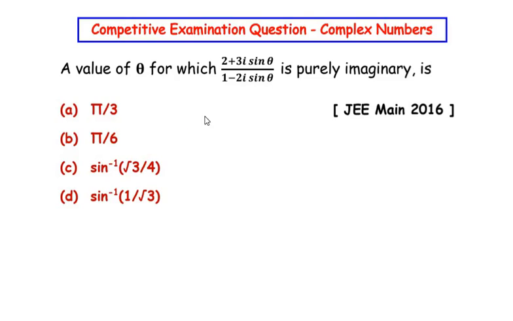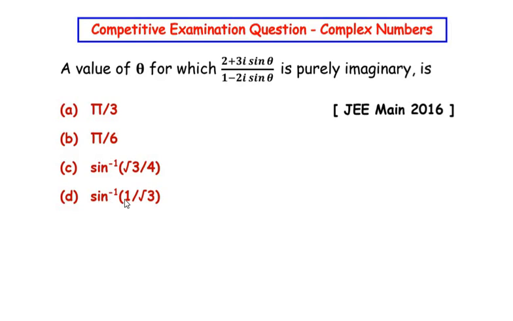In this video we are going to solve an example from the complex numbers chapter which had appeared in the JEE Main 2016 paper. A value of theta for which (2 + 3i sin theta) / (1 - 2i sin theta) is purely imaginary is. So here we can see that there are four options given.